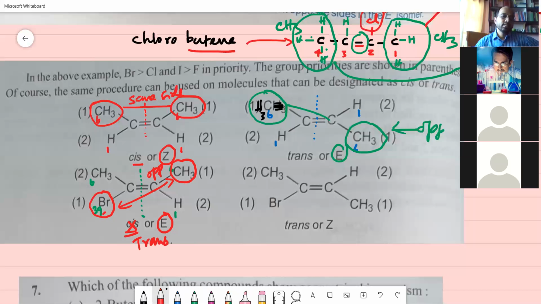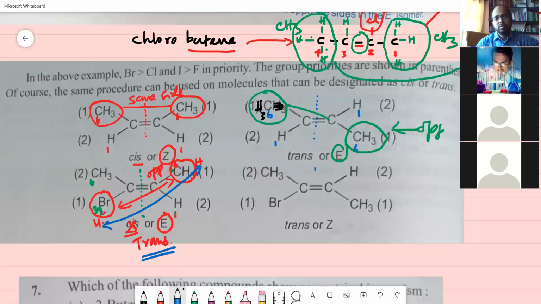Okay, trans, because they are on opposite sides. Here you have 1, here you have 6. 6 is higher, therefore this will get high priority and this will get high priority. Both high priorities are on the opposite sides. So opposite means trans.